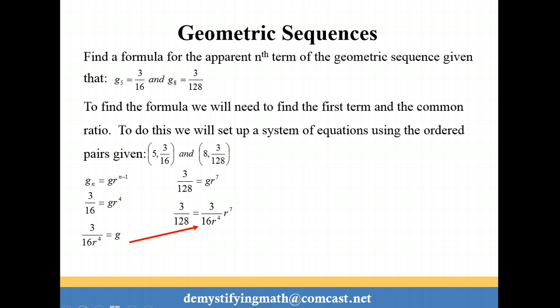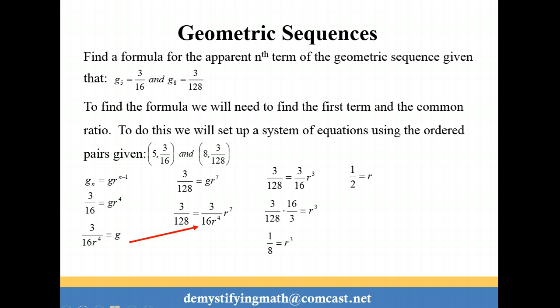Then what I did was I brought the value of g from the first equation over to the second equation. Now you see we have r to the 7th over r to the 4th, so that can be reduced to r to the 3rd. And then we bring the 3/16 over to the other side, multiplying by the reciprocal. And then reducing our fractions, we get 1/8 equals r to the 3rd. Now we want to isolate r, so we're going to take the cube root of both sides of the equation. So the cube root of 1/8 is 1/2. So our r value is 1/2.